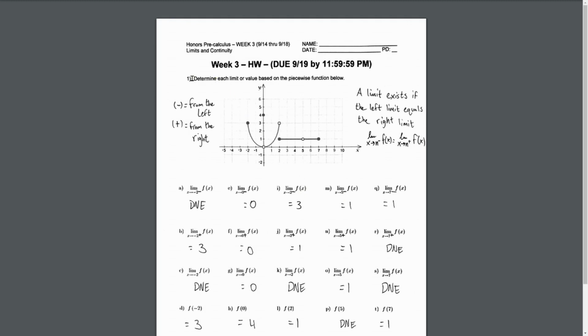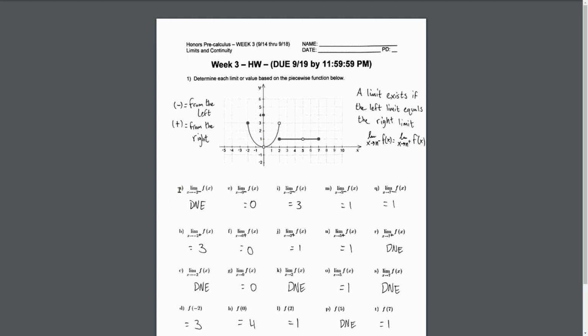We have to determine each limit and the value based on the piecewise function below. So first up, a limit exists if the left side of the limit equals the right side of the limit. When you look at these problems, they normally have a number, and if there's a minus sign, that means we've got to read the graph from the left. If there's a plus sign, that means we have to read the graph from the right.